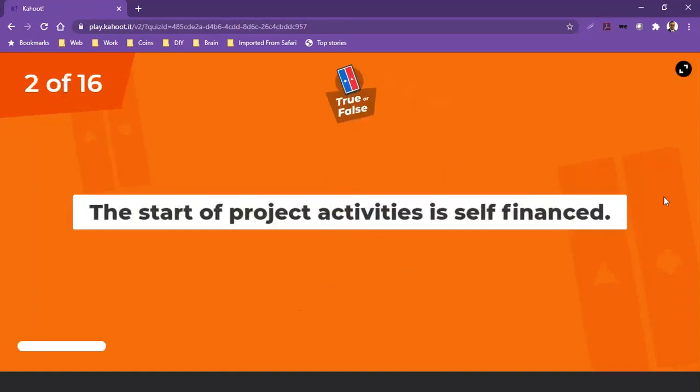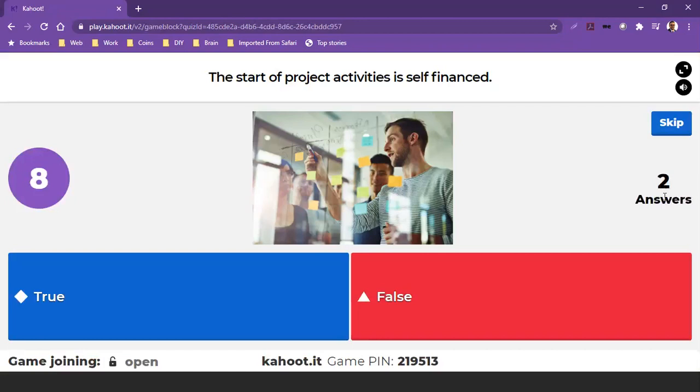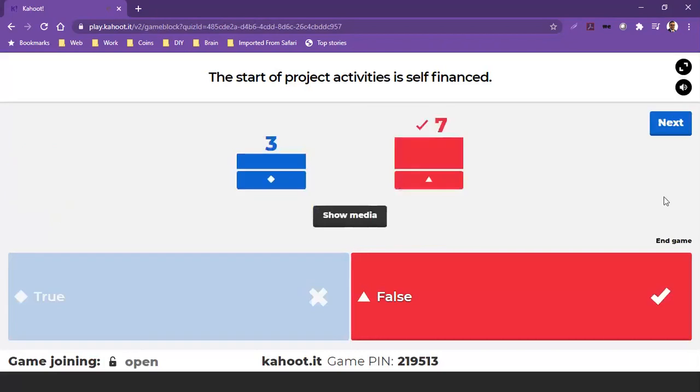True or false? Again, the start of project activities is self-financed. Again, the answer is false. The start of project activities is not self-financed. Basically, what that means is you get a prepayment, so whatever you do at the start of the project is covered by your prepayment. So you do not go out of pocket to start the activities. Next question.